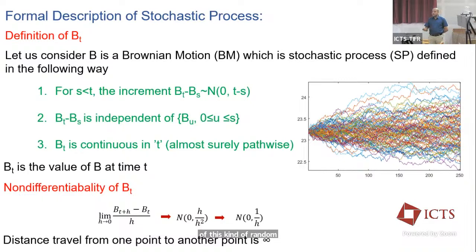So if you take the limit h tending to 0, then it will diverge. So basically you see that the distance traveled from one point to another point is infinite, which is not true. So that's why this BT is not a differentiable quantity. So that's why you have to be careful.